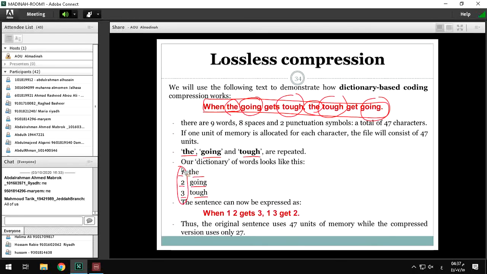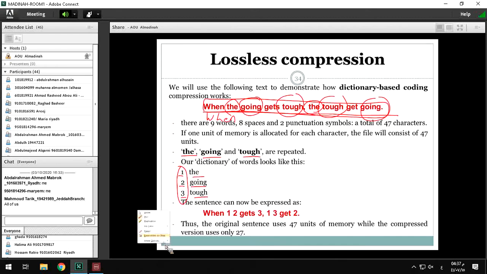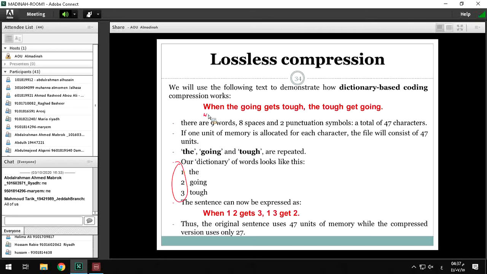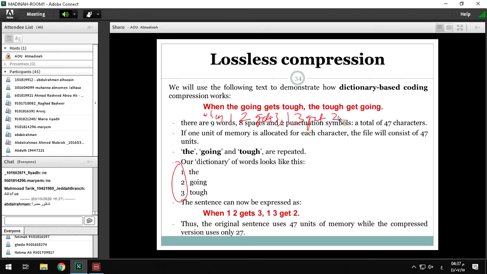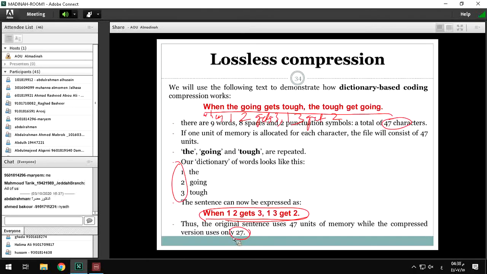By using these dictionary codes 1, 2, 3, if we rewrite this sentence, it will be: when 1, 2 gets 3, gets 3, comma 1, 3, gets 2. So you say when 1, 2 gets 3 and 1. In the original text we see that there are a total of 47 characters, and in this text there are only 27 characters. So we reduced around 20 characters, almost 50% of the characters. Fine. So this is how dictionary based lossless compression works.